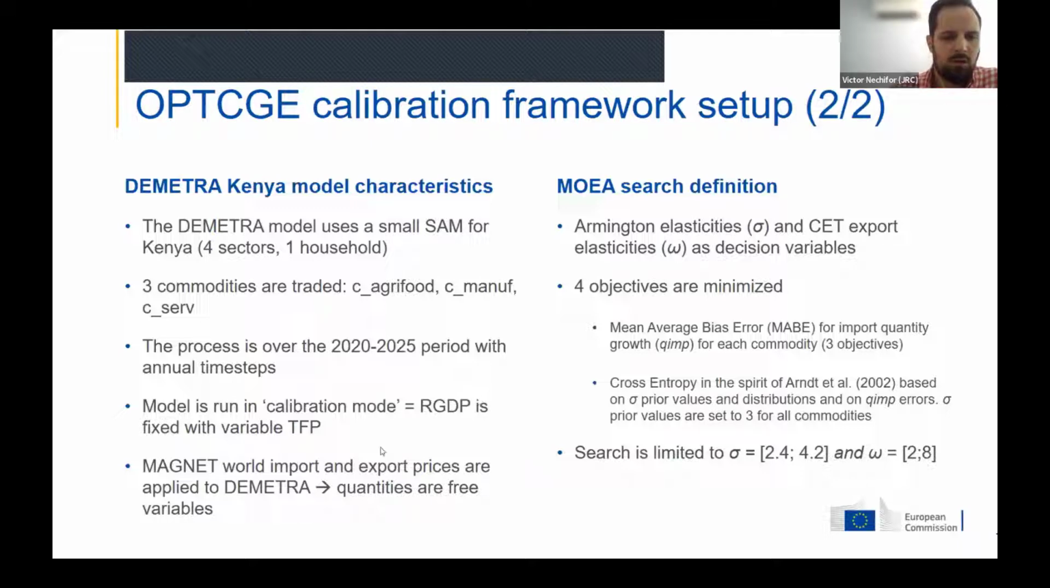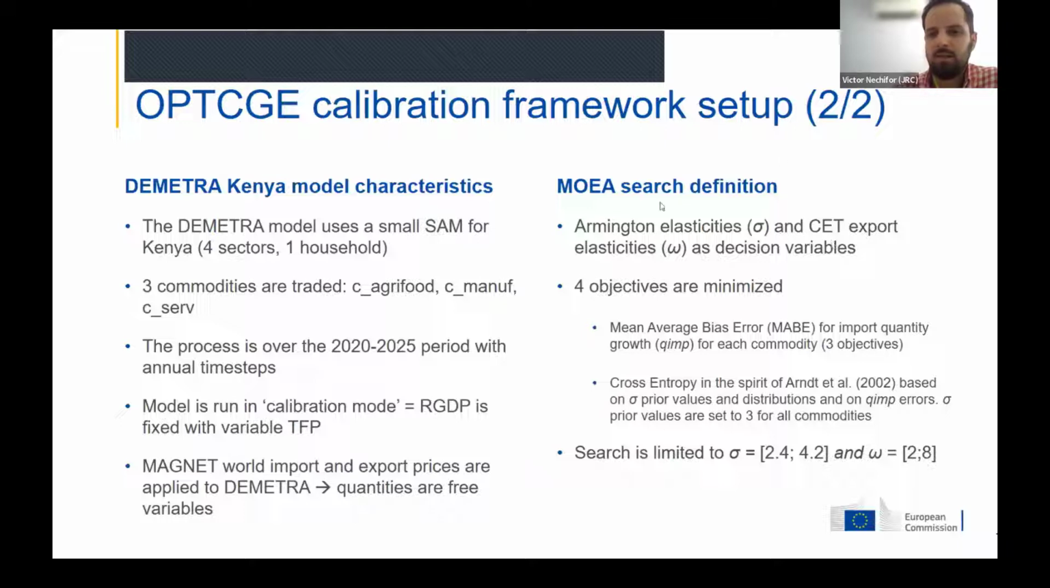There's a calibration mode in the sense that real GDP is not part of the MOA search, but is a fixed variable, sorry, and then TFP acts as a variable. And then from Magnet, we take into the Demetra model changes in world import and export prices. So the closure would then imply that the quantities on imports and exports will be those that will be free. And these are the ones that we will use to inform our objectives.